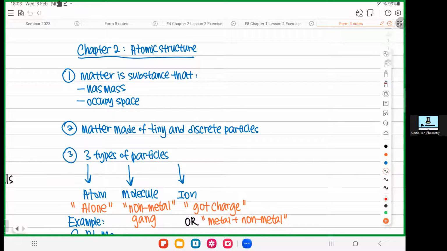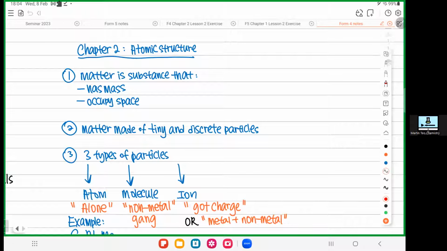Okay. So last week we started with chapter 2 because I told you in chemistry, chapter 1 is not important at all for Form 4. It's just a very basic introduction to chemistry. So basically, we only need to focus on chapter 2 and onwards.